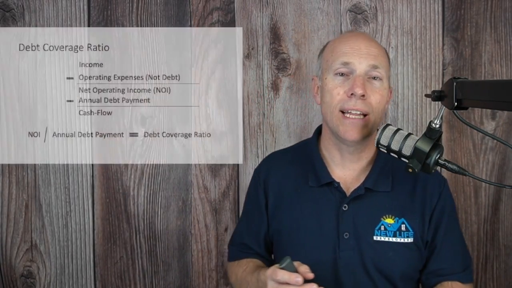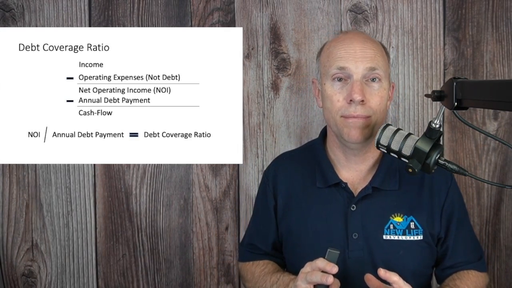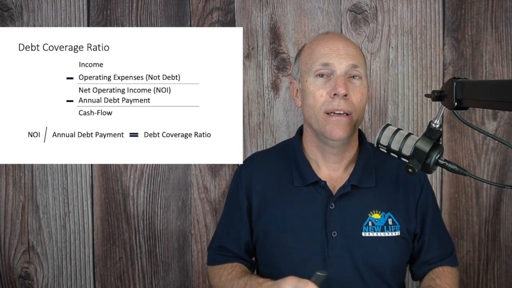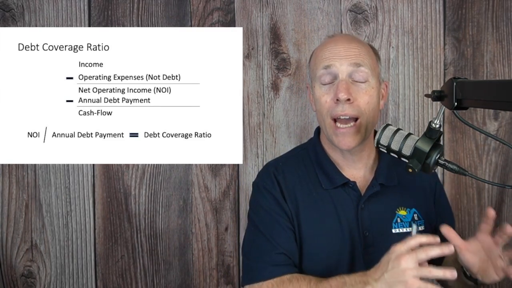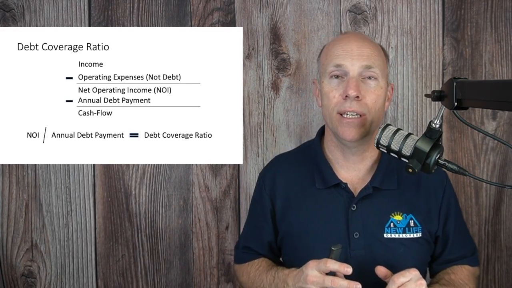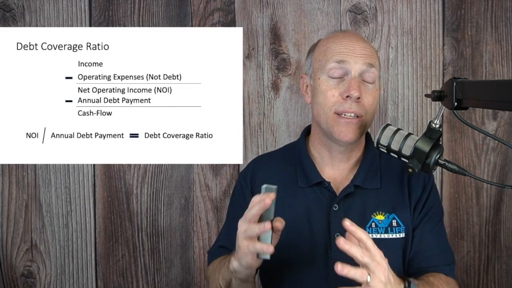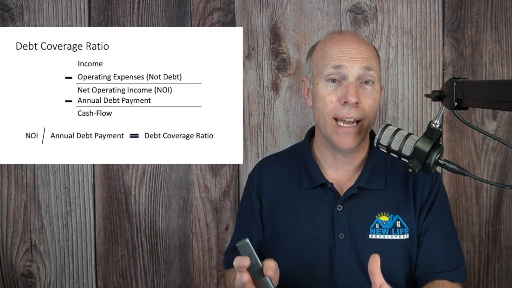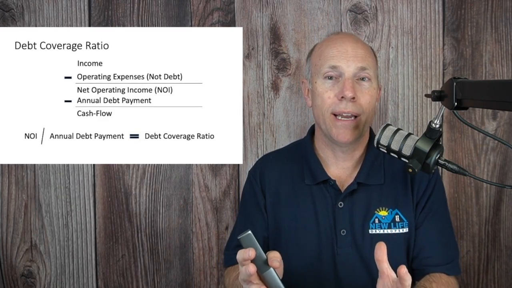So let's talk about the last number. The last number we discussed was the debt coverage ratio. Here again, we're going to use the same information that we used for the cap rate and the cash on cash return. We're just going to manipulate it a little bit differently. If we go back to that income statement, we have income minus operating expense gives me my net operating income, minus the annual debt payment. There's my cash flow.